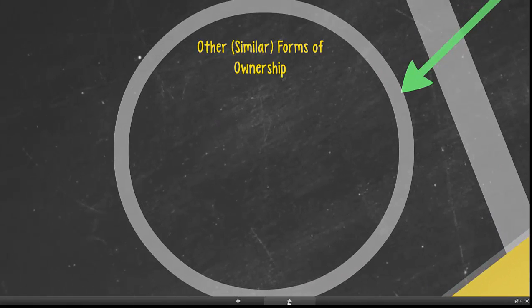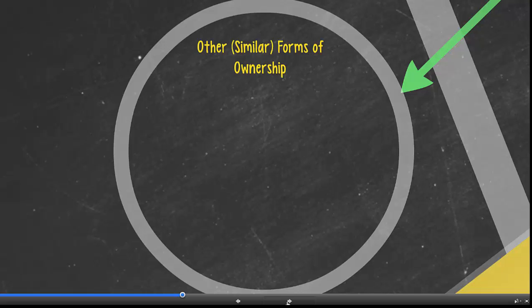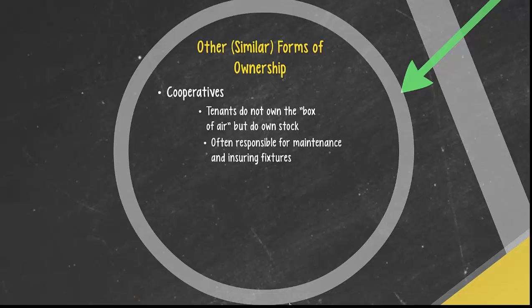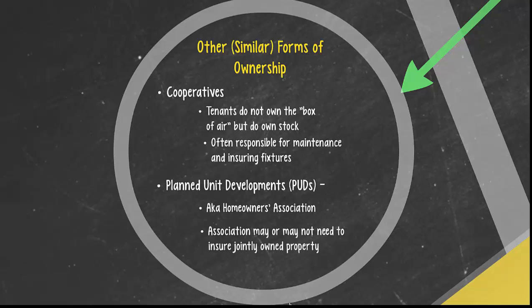There are other similar forms of ownership that I mentioned before. They are cooperatives, where the tenants do not own the box of air, but actually own stock in the building. However, even though the tenants do not own the box of air, they might be held responsible for maintenance and for insuring fixtures. There are also planned unit developments, or PUDs, also known as homeowners associations. With these, the association may or may not need to insure any jointly owned property, such as recreational areas or common walkways.